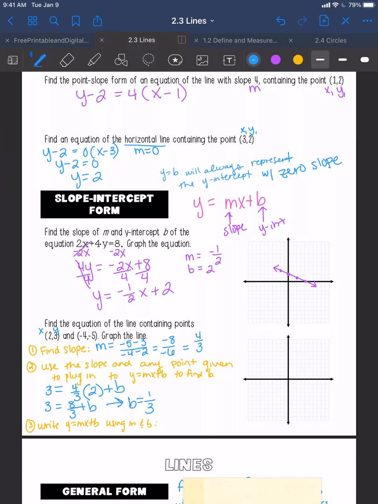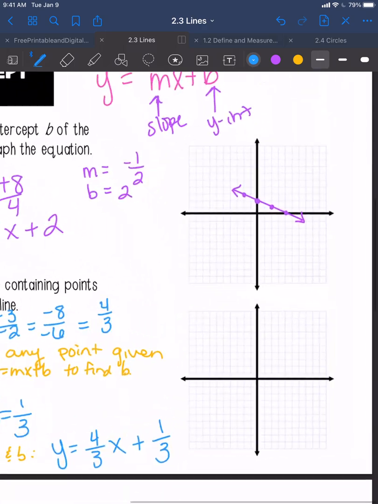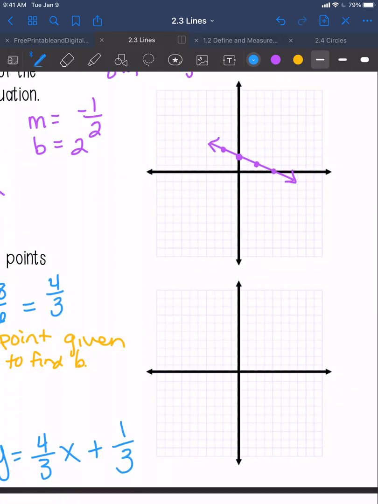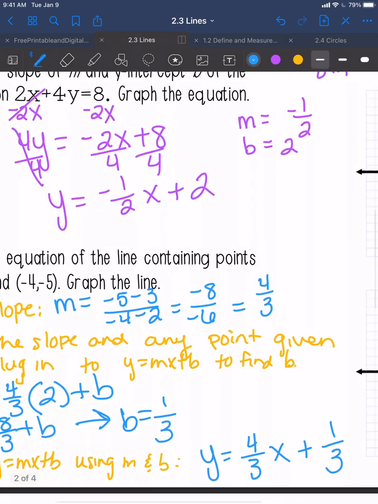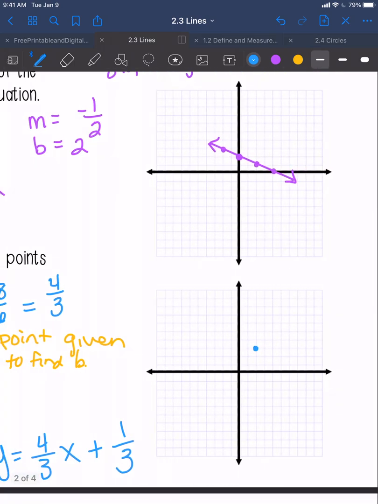So we know what m is, we know what b is, so our final step is to write y equals mx plus b using those. So y equals 4/3 x plus 1/3. Now, it's going to be hard to graph a y-intercept of 1/3 and using a slope of 4/3. So just use the 2 points that were given to us. So we were given 2, 3. And we were given -4, -5. You only really need 2 points to make a line, so that's what we'll go with.